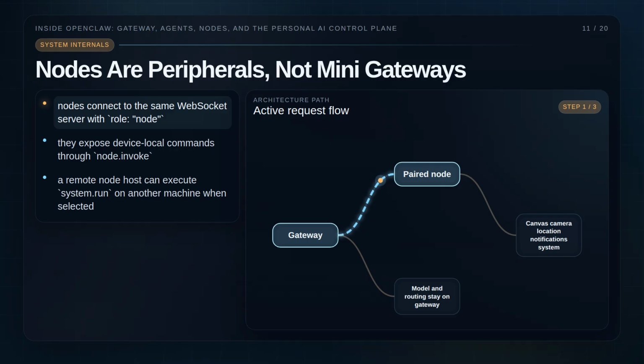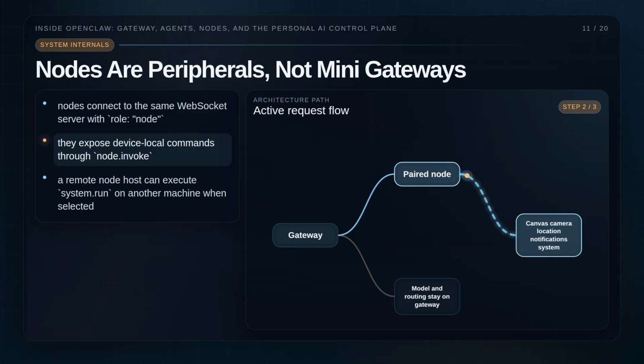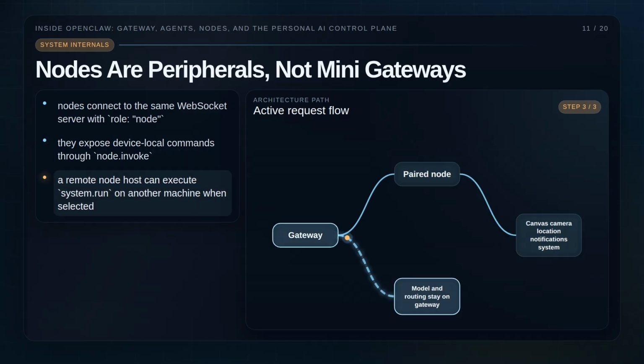is unusually important. It lets OpenClaw extend onto real devices without moving the control plane off the gateway. Nodes are explicitly not mini gateways. Messages still land on the gateway. The gateway still runs the model and routes the policies, but paired nodes expose local capabilities like canvas, camera, screen recording, notifications, location, and system commands through node.invoke.